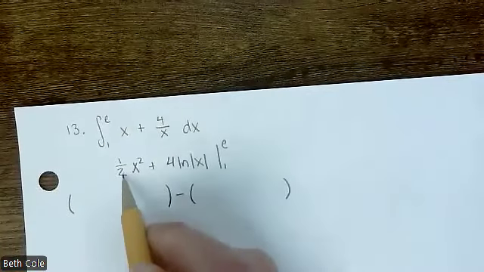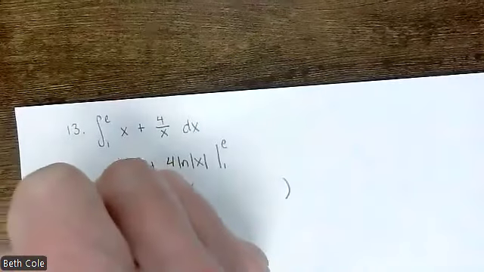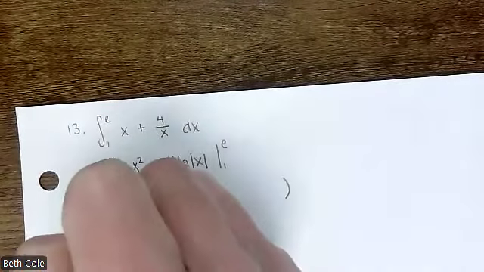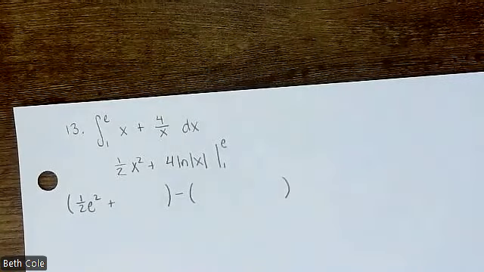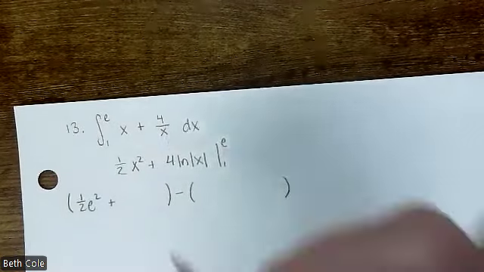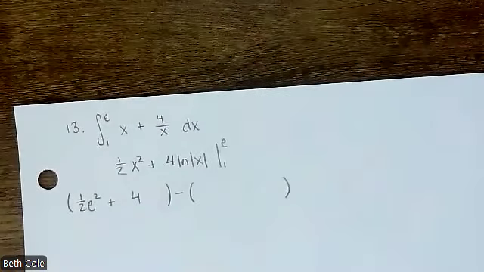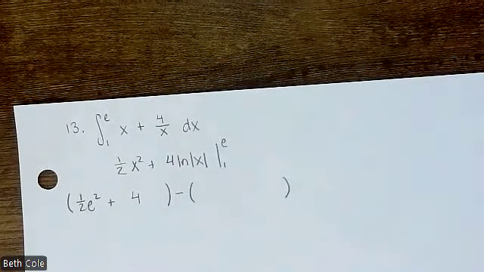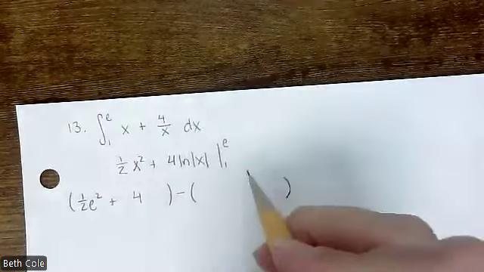So if you plug in e, that's just going to be 1/2 e squared plus, and then you get 4 ln e. Actually, before I say anything, what do you guys think? If you plug e in there, they cancel out and it's actually just 4. It is, nice.